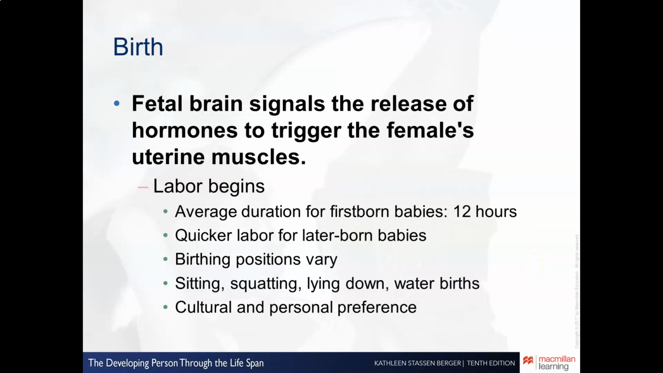So at birth, what happens is the fetal brain actually sends signals that release hormones in the mother to trigger the female's uterine muscles. So it's actually the baby's brain that triggers it, and it basically tells the mother, I am ready to be born now, let's start the process. And so that actually triggers the female's uterine muscles. So that's usually when labor begins.